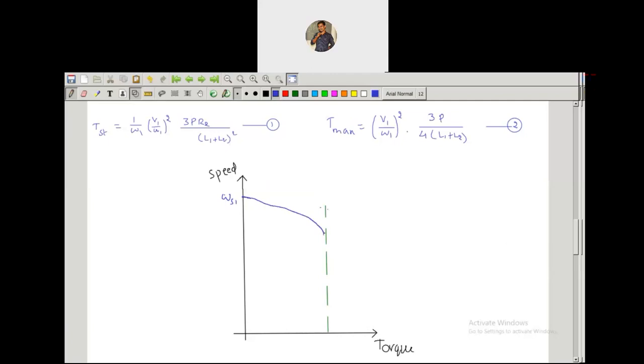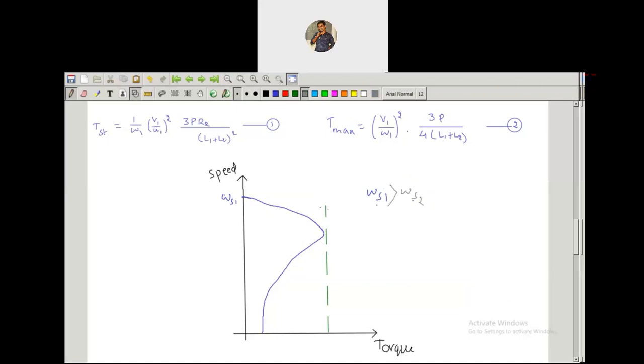So this is the normal speed torque characteristic at a frequency omega s. After that we'll observe: I will keep on reducing the frequency W1. So omega s1. Let me draw this relationship for omega s2, which is less than omega s1.